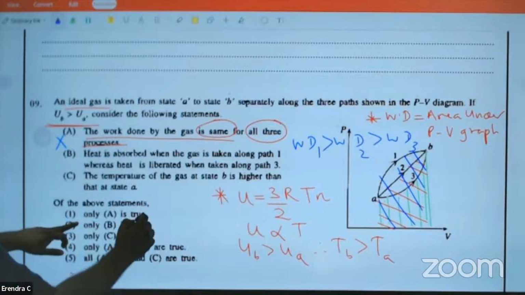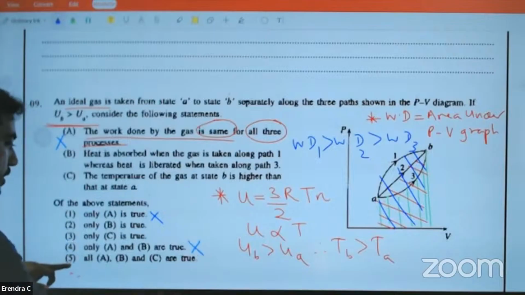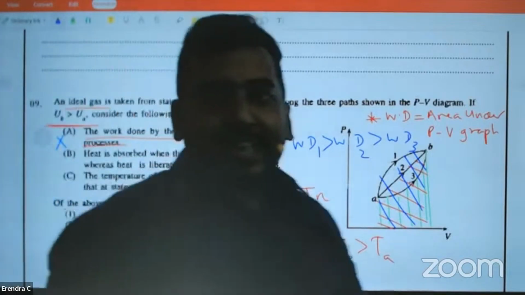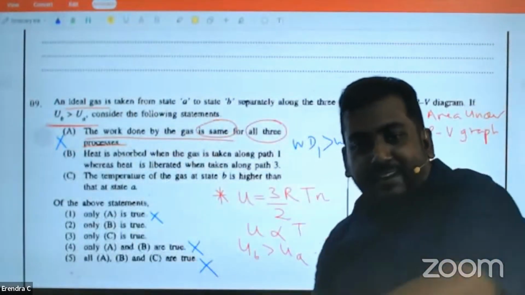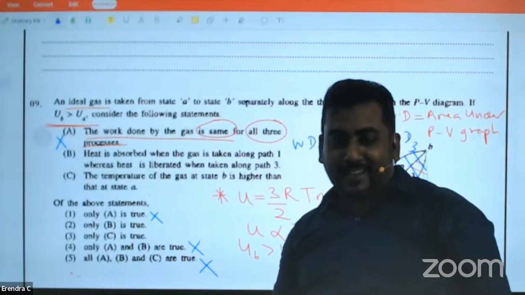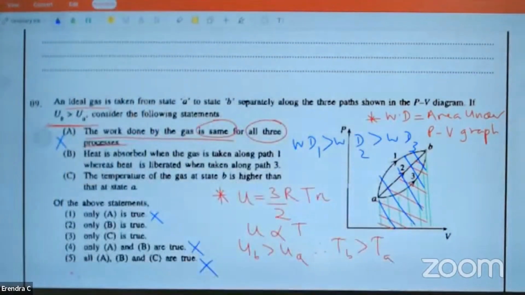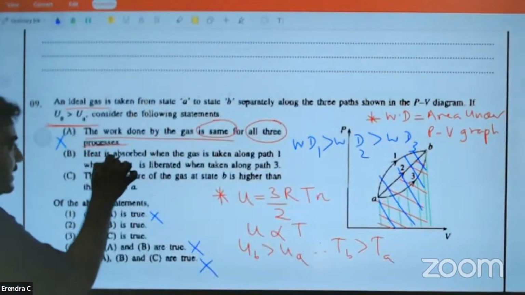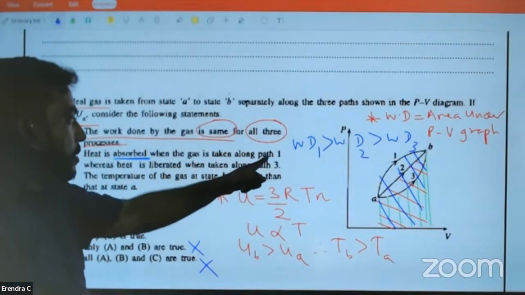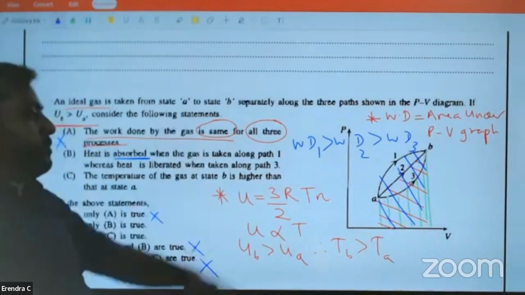That means wherever there is A, it is wrong. Method of elimination. If A is wrong, whatever the answers with A are wrong. Method of elimination. You know, see, things are easy, not difficult. Next, heat is absorbed when gas is taken along path 1, whereas heat is liberated when gas goes along path 3.